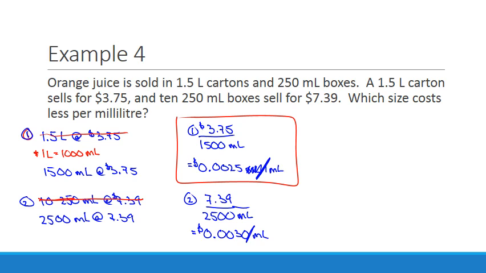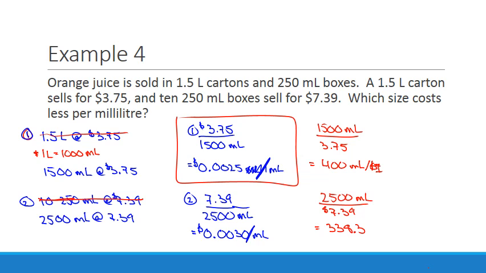If you really wanted to, and if that doesn't make sense to you, then just flip the unit rate around. So I'll set it up that way. When I do my division, I would then get 400 milliliters per $1. And then the other one would be 2,500 milliliters over $7.39, and that's going to work out to 338.3 milliliters for every $1.